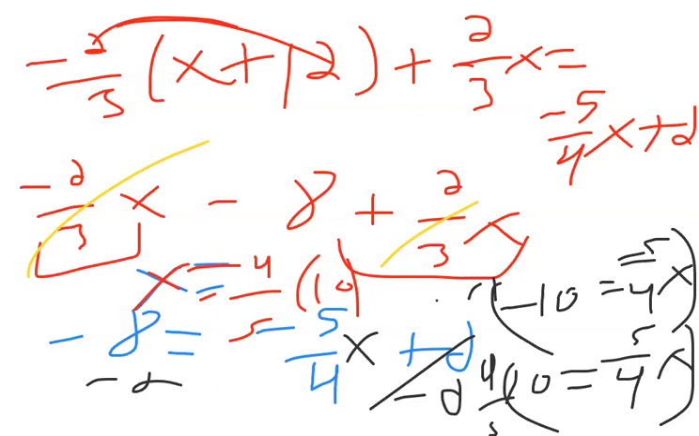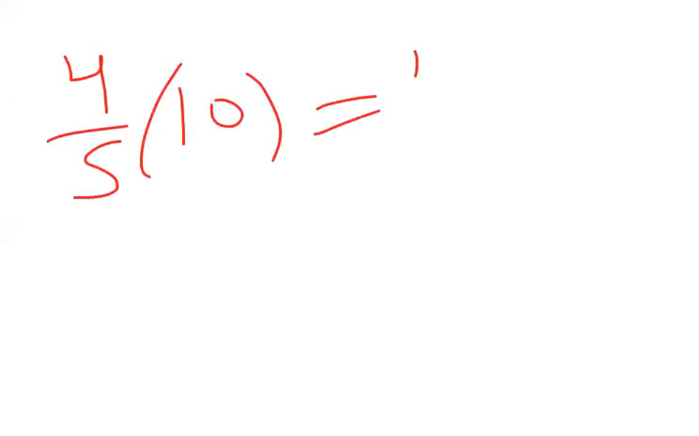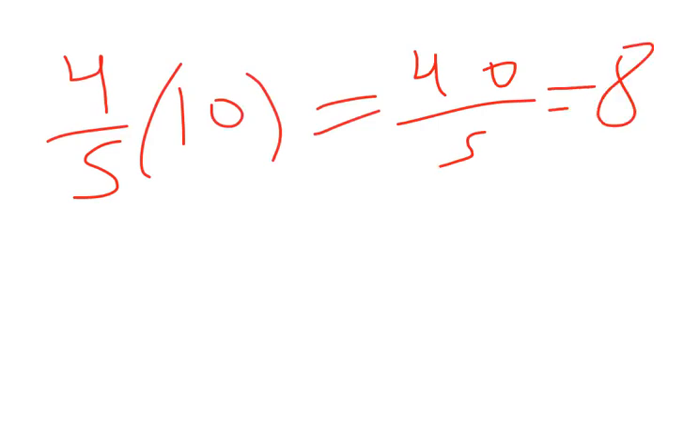Yeah, because it's 4/5. Okay, 4/5 times 10, which is 40 over 5, which is 8. So your answer is 8, and you move on. All right.